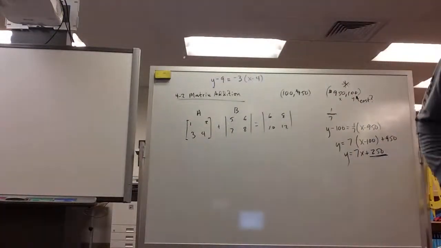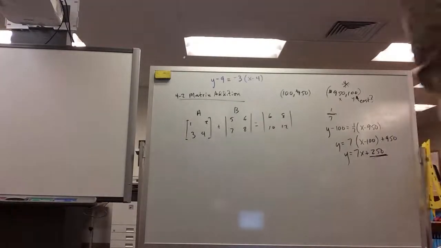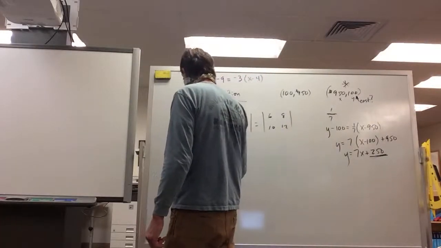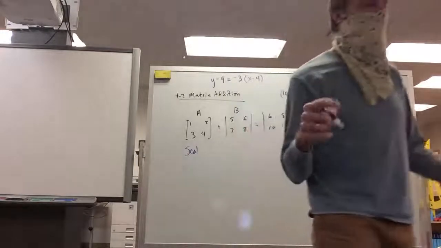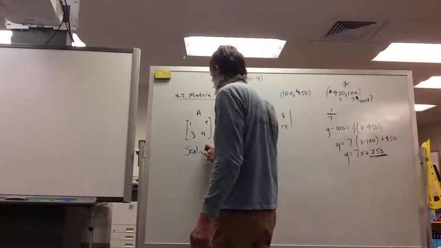So that's addition, real simple, real straightforward. The one that they get into a little bit more with this lesson is called scalar multiplication. So scalars are numbers that we use to change the scale or multiply.